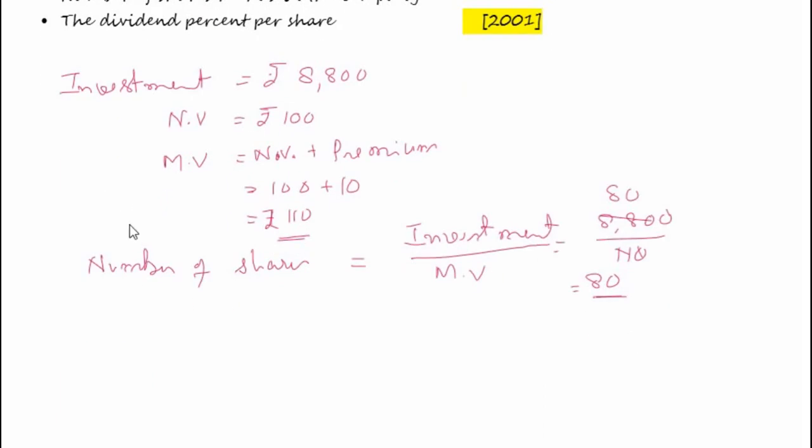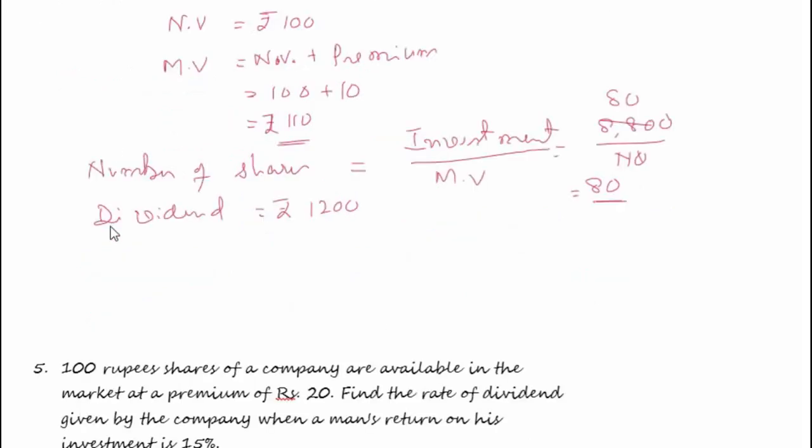Now dividend is given here. What is it? How much is the dividend? Total dividend he gets rupees 1,200. How do you calculate dividend here? Dividend is equal to nominal value into percentage dividend into number of shares.